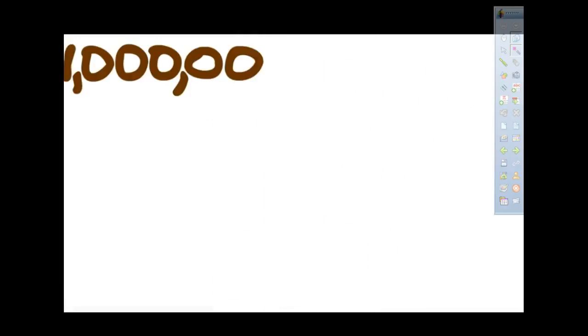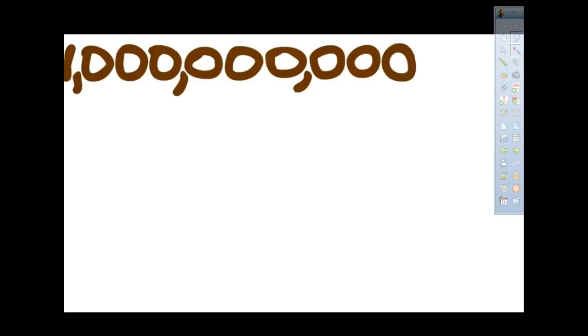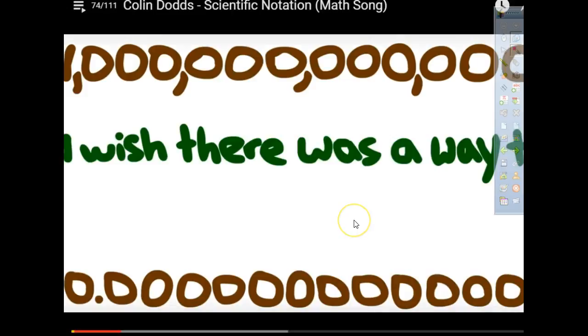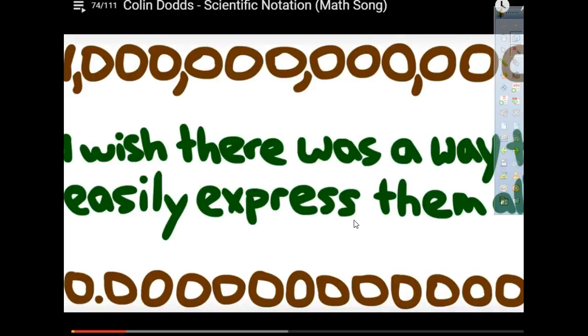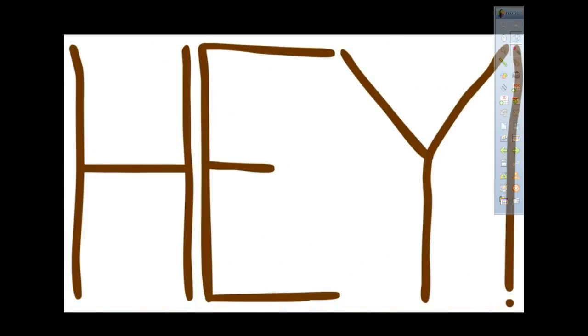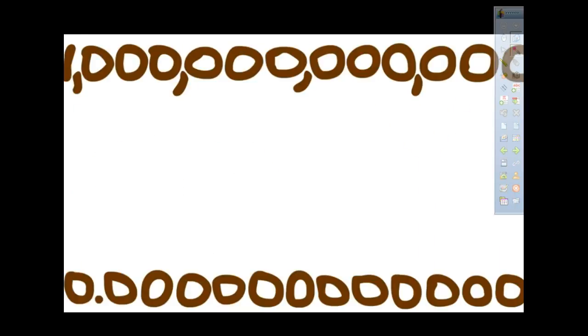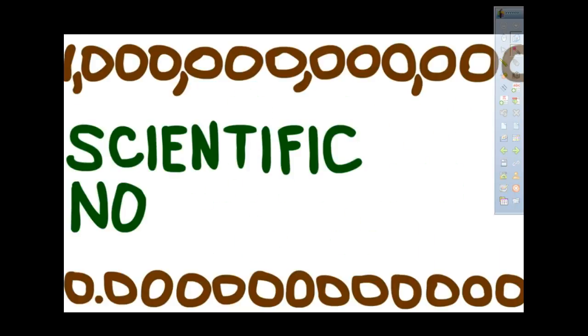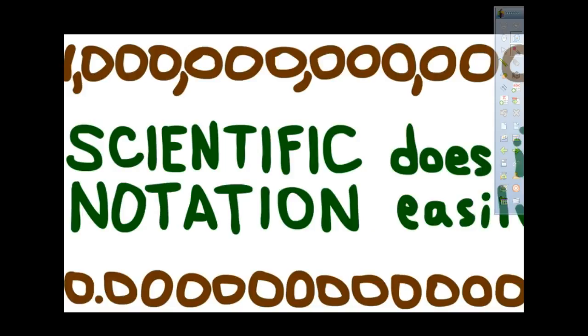Some numbers are really big. Some numbers are really small. I wish there was a way to easily express them all. We have found there's an easy way to show extreme numbers scientifically. You can work on your worksheet while this is going. Notation does it easily.